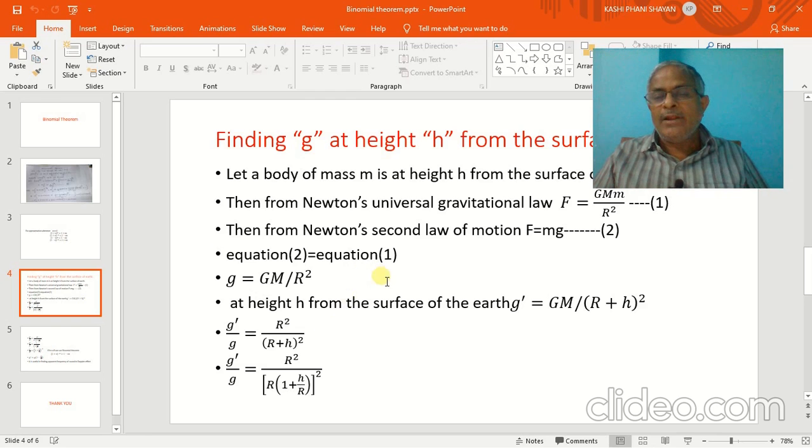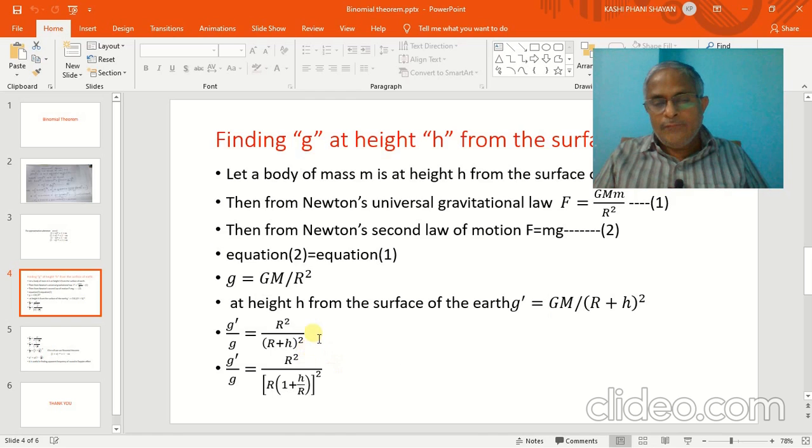When you move to height h from the earth, g changes. We know that g changes from place to place. So our intention is to find g at height h. At height h from the surface of the earth, g dash can be written as GM by, you have to replace R by R plus h, GM by R plus h whole square. So now you write g dash by g. When you write g dash by g, GM gets cancelled. You get R square by R plus h whole square.